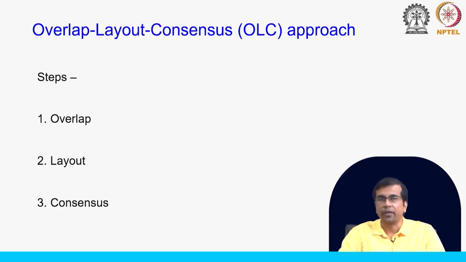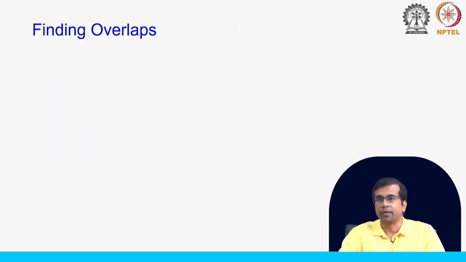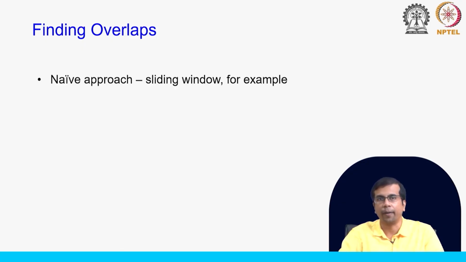So let's begin. We'll start with the overlap finding. We have discussed this in a lot of detail. We have built the overlap graph, but we have not mentioned the methods that we can use for building this overlap graph. For example, we can start with a naive approach, a sliding window approach. We slide one read against another and see if there are matches or overlaps of certain lengths. Again, we use a cutoff for the overlap.